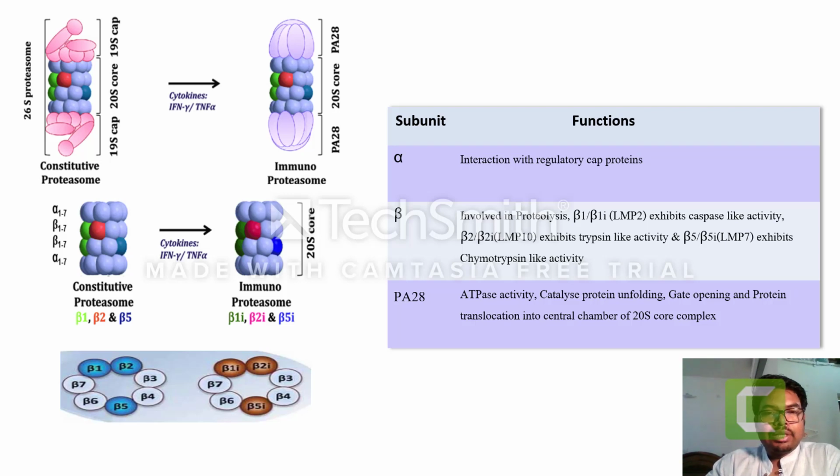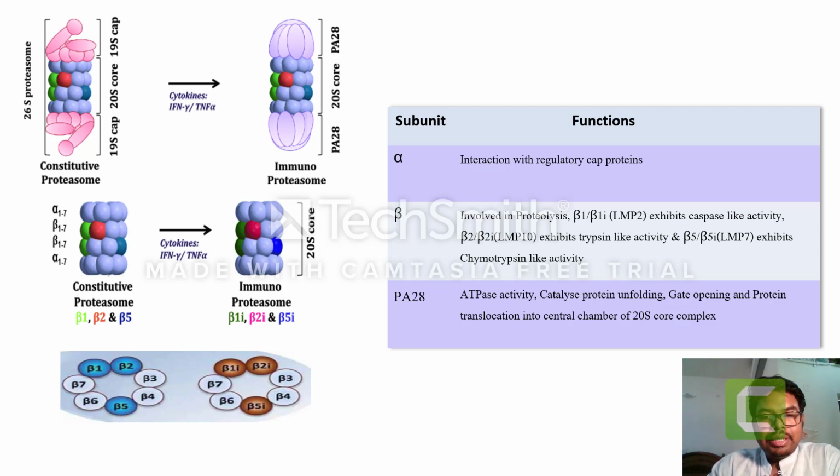after induction by cytokines, especially interferon gamma and tumor necrosis factor alpha, the constitutive proteasome is converted to immunoproteasomes. In the immunoproteasome, first of all, the cap region has been replaced by proteins PA28 alpha and PA28 beta, while there have been minor substitutions in the beta ring as well. The catalytic subunits of the beta ring, especially beta 1, 2, and 5, have been replaced by beta 1i, beta 2i, and beta 5i in immunoproteasomes.